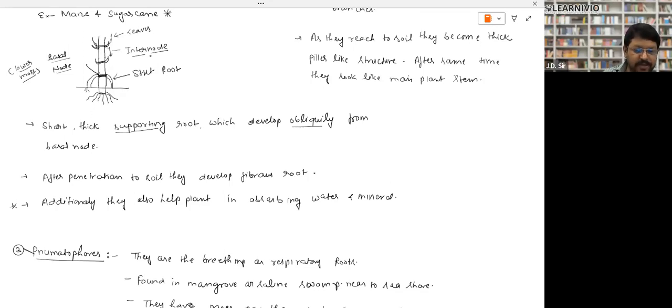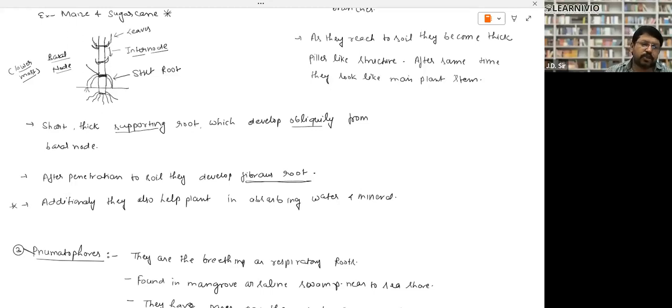After penetration into the soil, they develop and form fibrous roots. So what kind of root do they form? The second question: they develop fibrous roots. These are the only questions. Focus over here. Additionally, they help the plant to absorb water and minerals. Please note down, this is a question. I have already made a star over there. Note down.